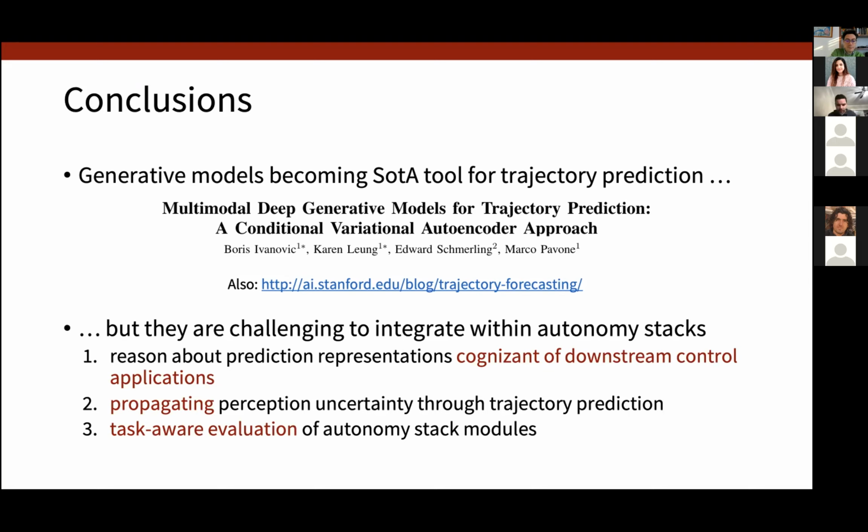But having said all that, even though they are state-of-the-art methods, it can be quite challenging to integrate them within autonomy stacks.